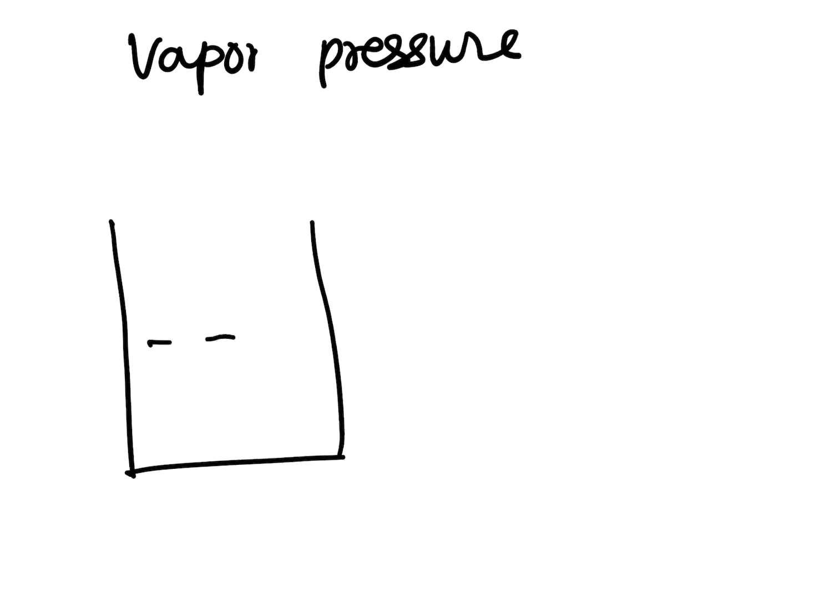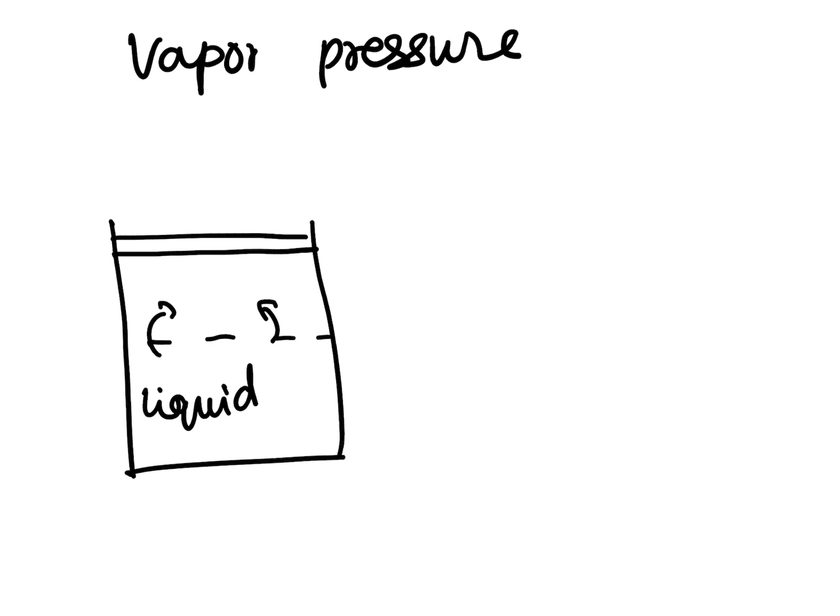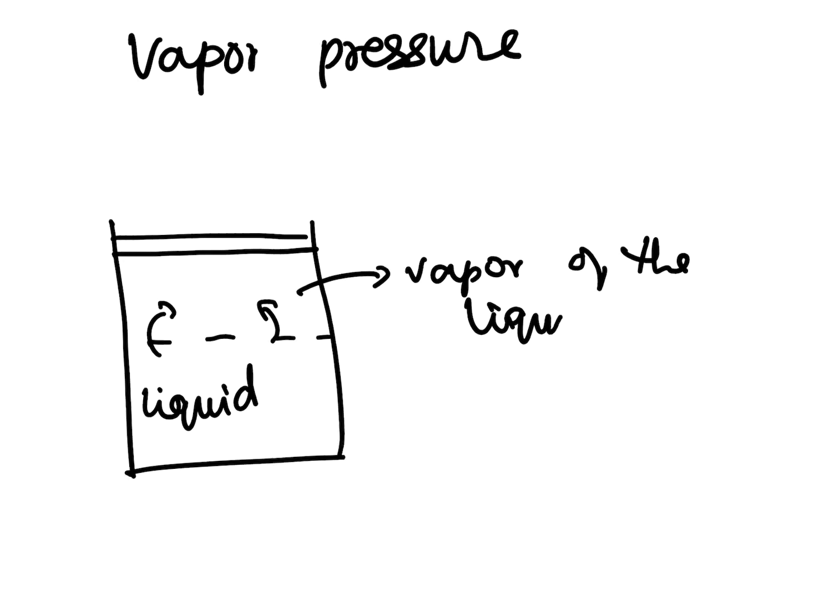The next property of fluids that we are interested in is that of vapor pressure, which is that if you have a liquid and if you have a confined cylinder or a confinement that allows the liquid to evaporate but accumulate here, what you have here is a vapor of the liquid.